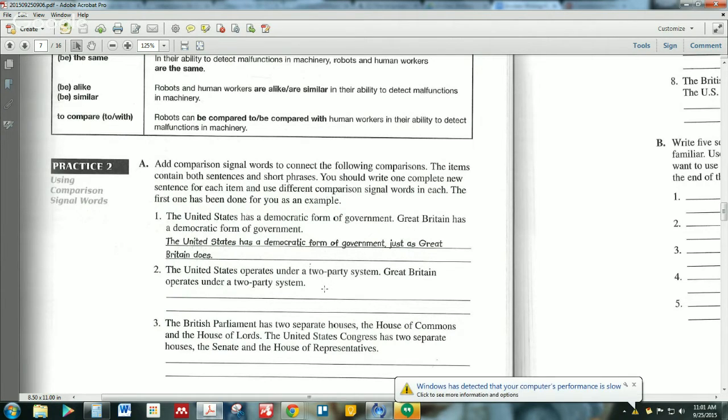The next one: British Parliament has two separate houses, the House of Commons and the House of Lords. The United States Congress has two separate houses, the Senate and the House of Representatives. So here we could say, the British Parliament has two separate houses, the House of Commons and the House of Lords, comma, similarly, the United States Congress has two separate houses, the Senate and the House of Representatives. Actually, that would be a semicolon right here. Semicolon, similarly, comma.